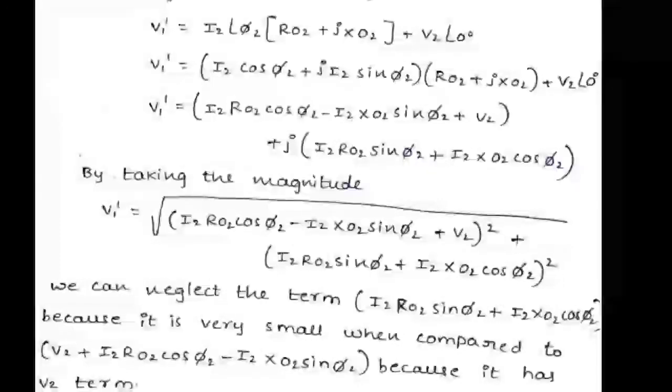Then by taking magnitude, V1 dash is equal to the square root of the real part squared plus the imaginary part squared. If you observe here, it is very clear that the real part term has a negative sign and the imaginary part term has a positive sign. Therefore we can write that the imaginary part term is very small compared with the real part, so we can neglect I2 R02 sin phi 2 plus I2 X02 cos phi 2, because it is very small when compared with the part that has the V2 term.